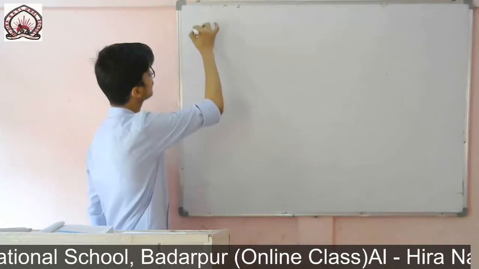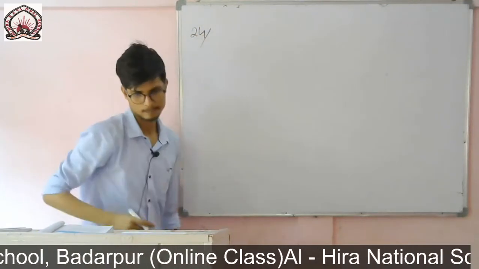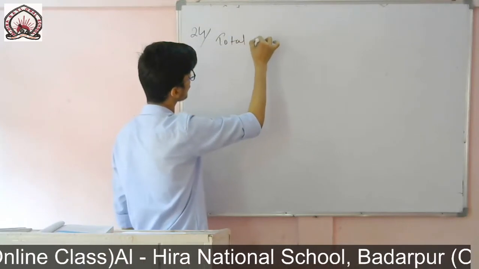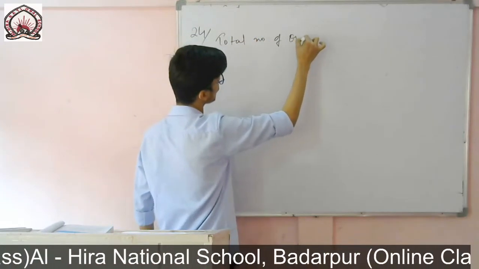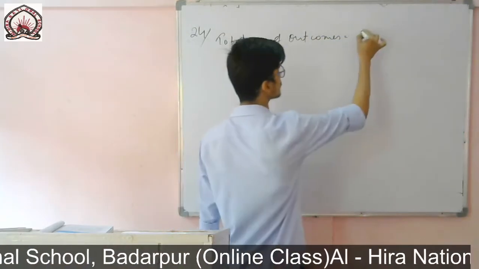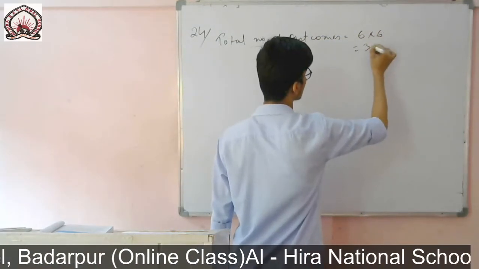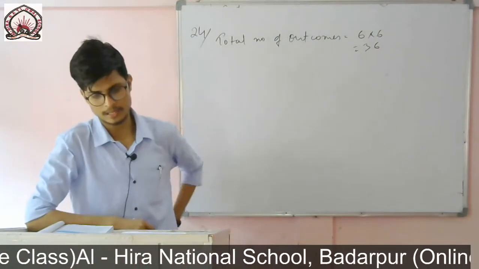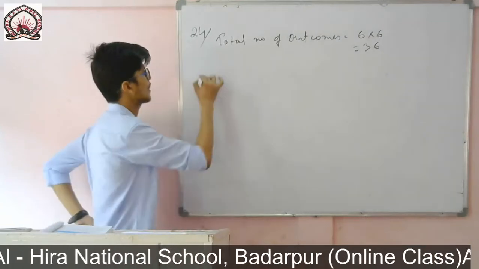Question number 24. So the total number of outcomes will be, since it is a die, it has 6 faces, so 6 into 6 for 2 dice, so it is 36. So the total number of outcomes is equal to 36. So now we will find one by one.